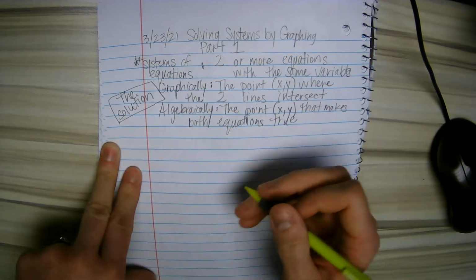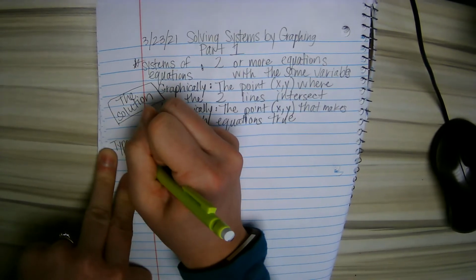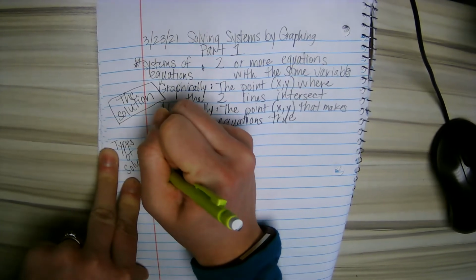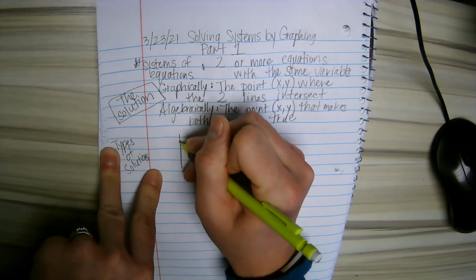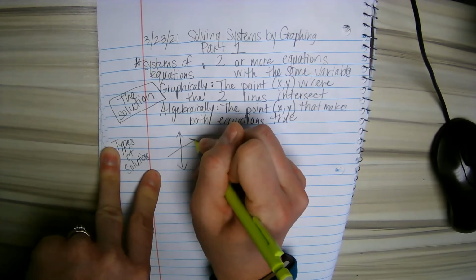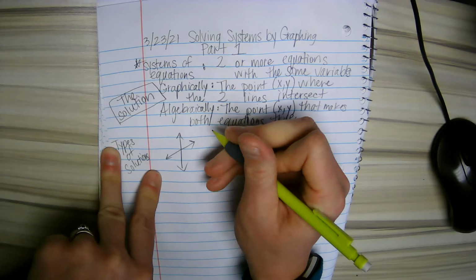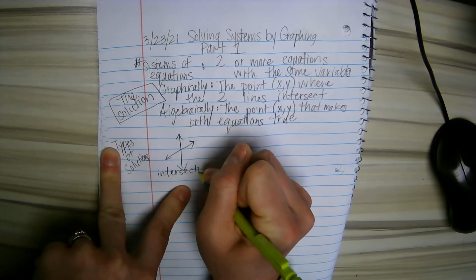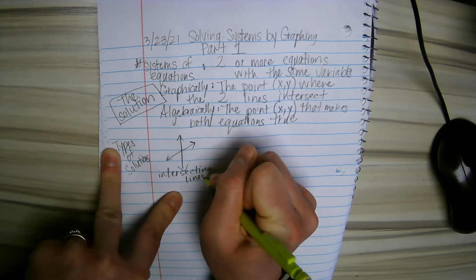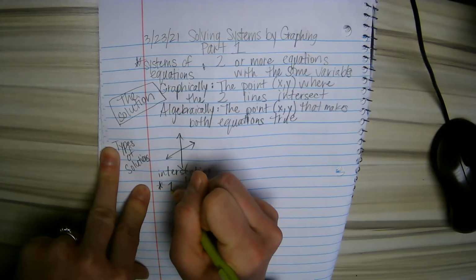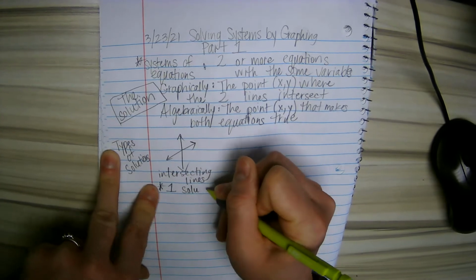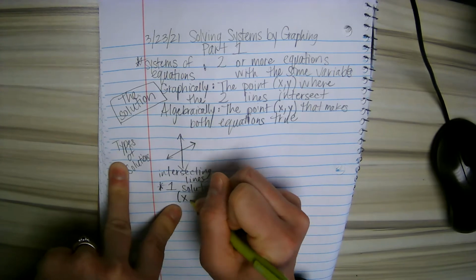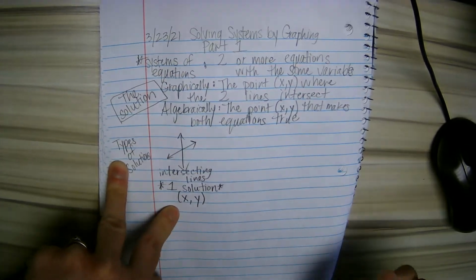So we have different types of solutions. So we might have intersecting lines. Intersecting lines have only one solution. So there is one solution here, and that is always at a point (x, y).